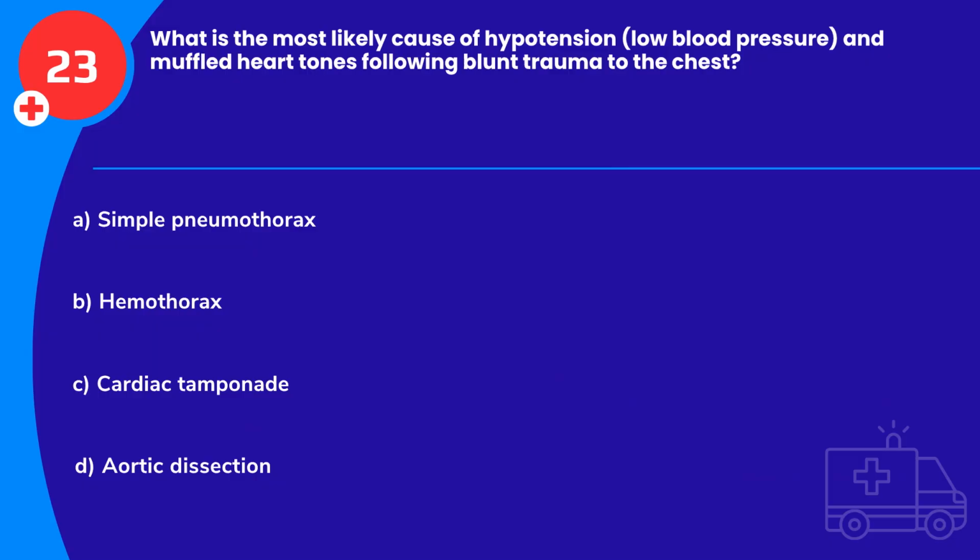Question 23. What is the most likely cause of hypotension, low blood pressure, and muffled heart tones following blunt trauma to the chest? A. Simple pneumothorax. B. Hemothorax. C. Cardiac tamponade. D. Aortic dissection.